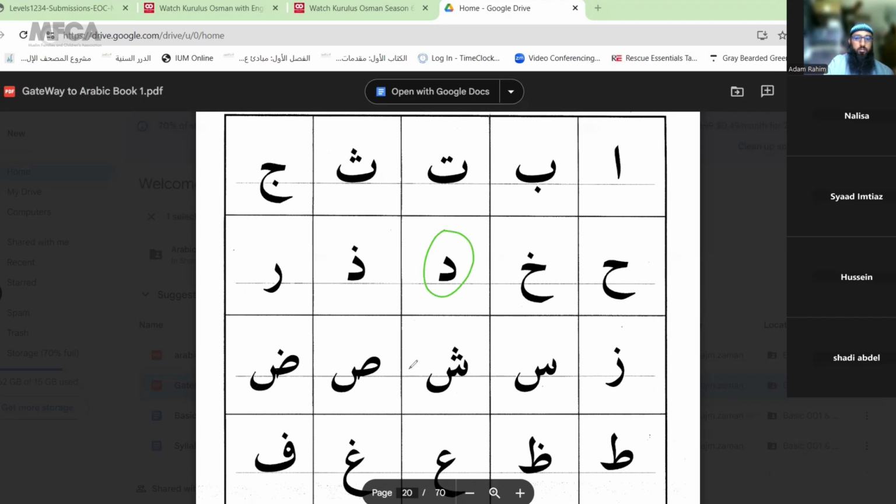Assalamu alaikum warahmatullahi wabarakatuh. Walaikum salam. That letter is Dal. Ahsanta. Very good job. Who can tell me what this letter is? Ha. Ahsantum. Very good job. Who can tell me what this letter is? Zai. Ahsanta.